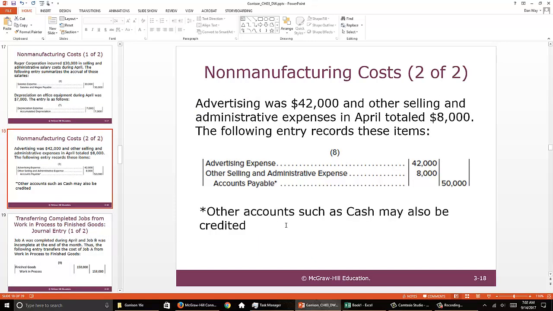Let's assume we have one more non-manufacturing cost here: advertising of $42,000 and then other S&A of $8,000. So again, a similar entry here for number 8. A debit to advertising expense for that $42,000, a debit for the other S&A for $8,000, and then a credit to accounts payable or cash or however we're clearing those expenses. Again, these types of expenses hit the income statement directly. Right? They're not inventoriable costs, so they don't flow through our inventory accounts.